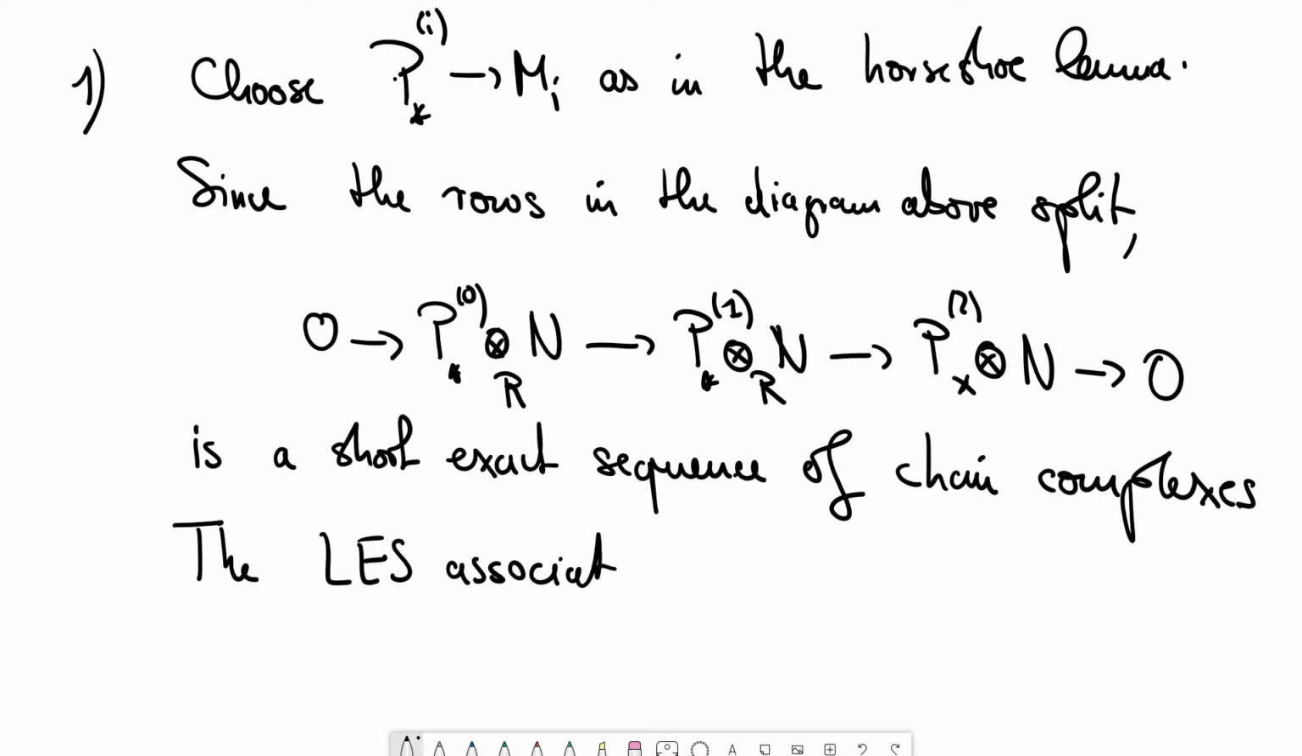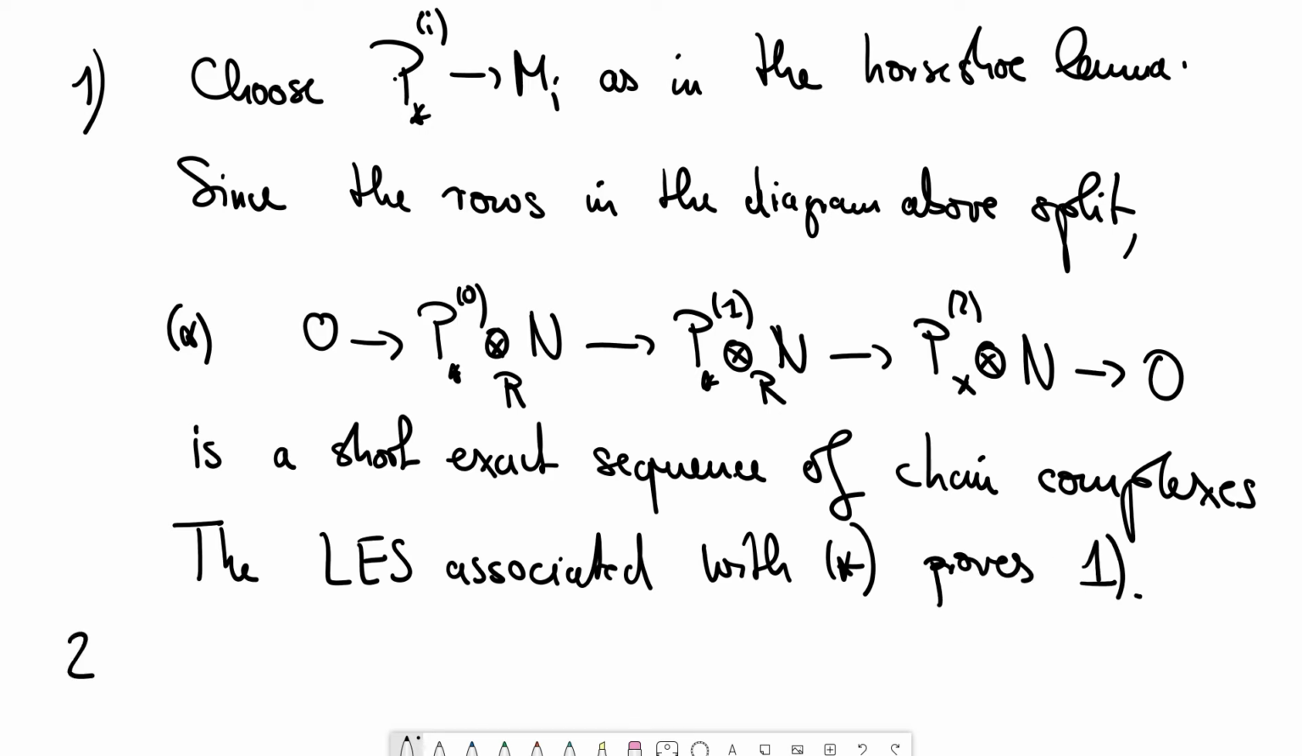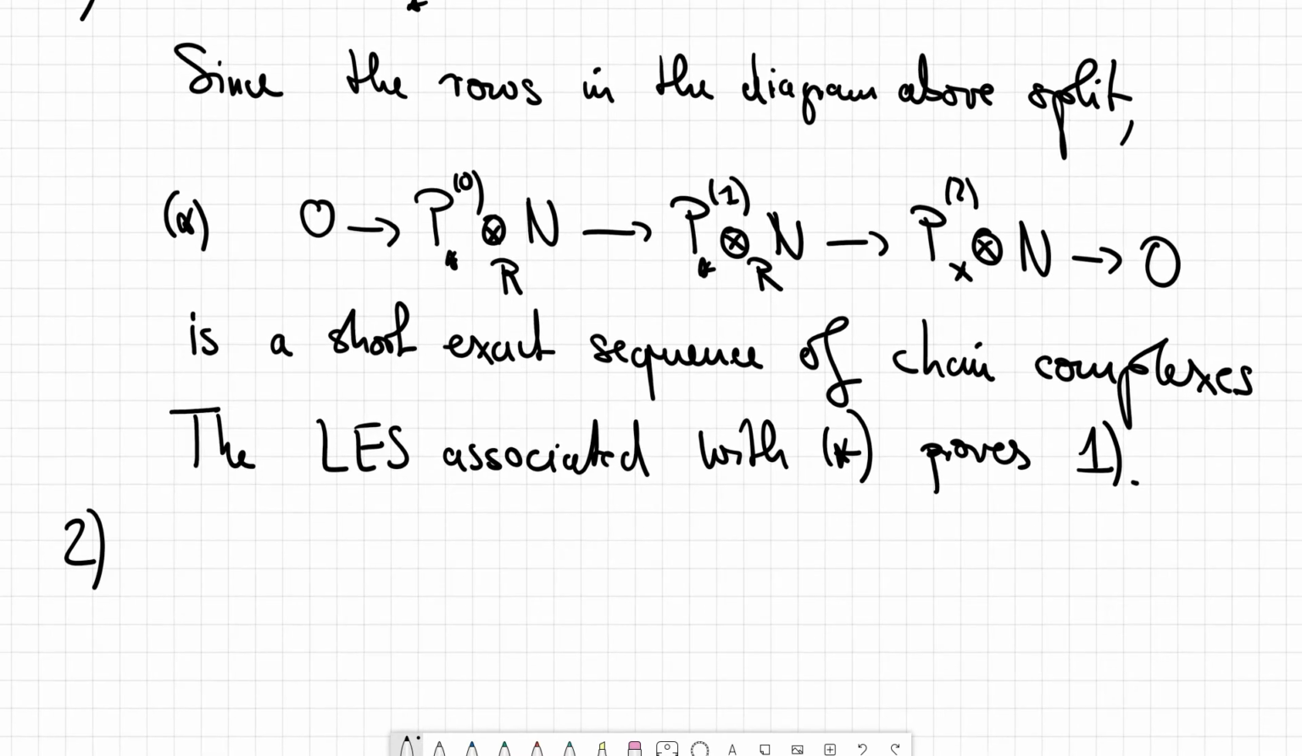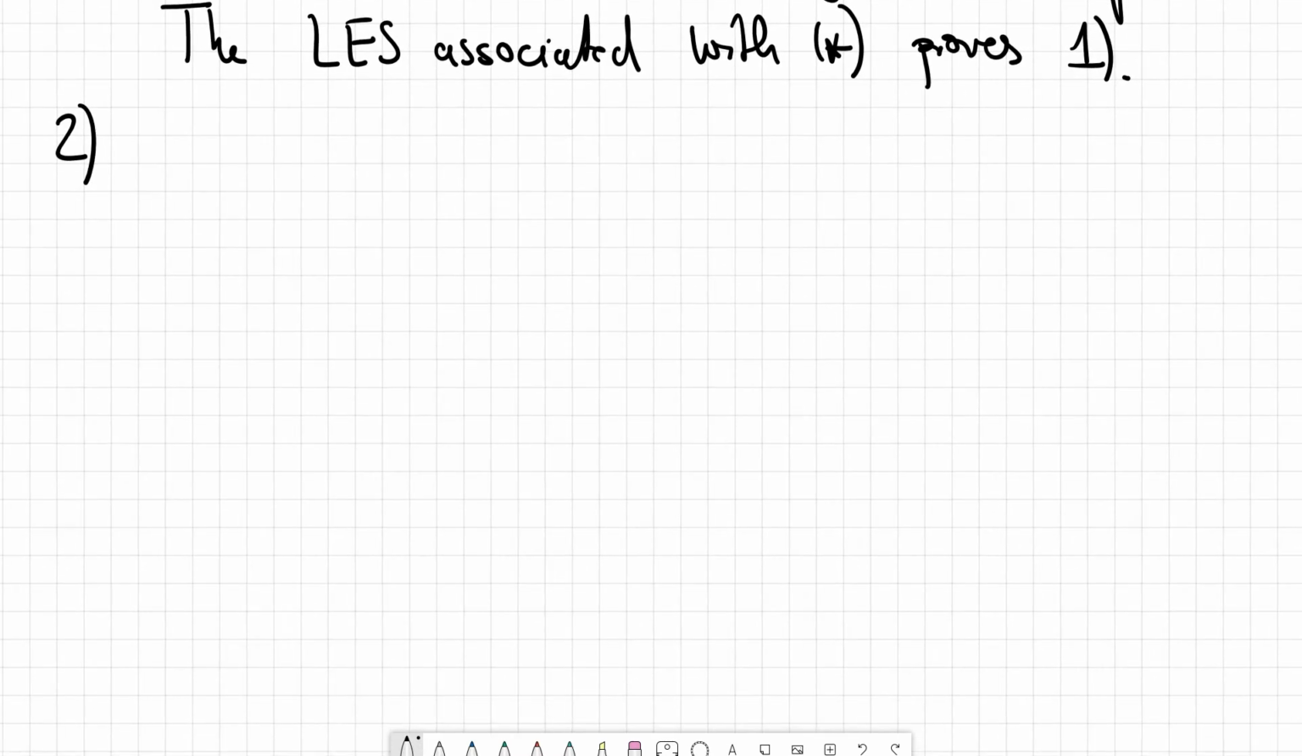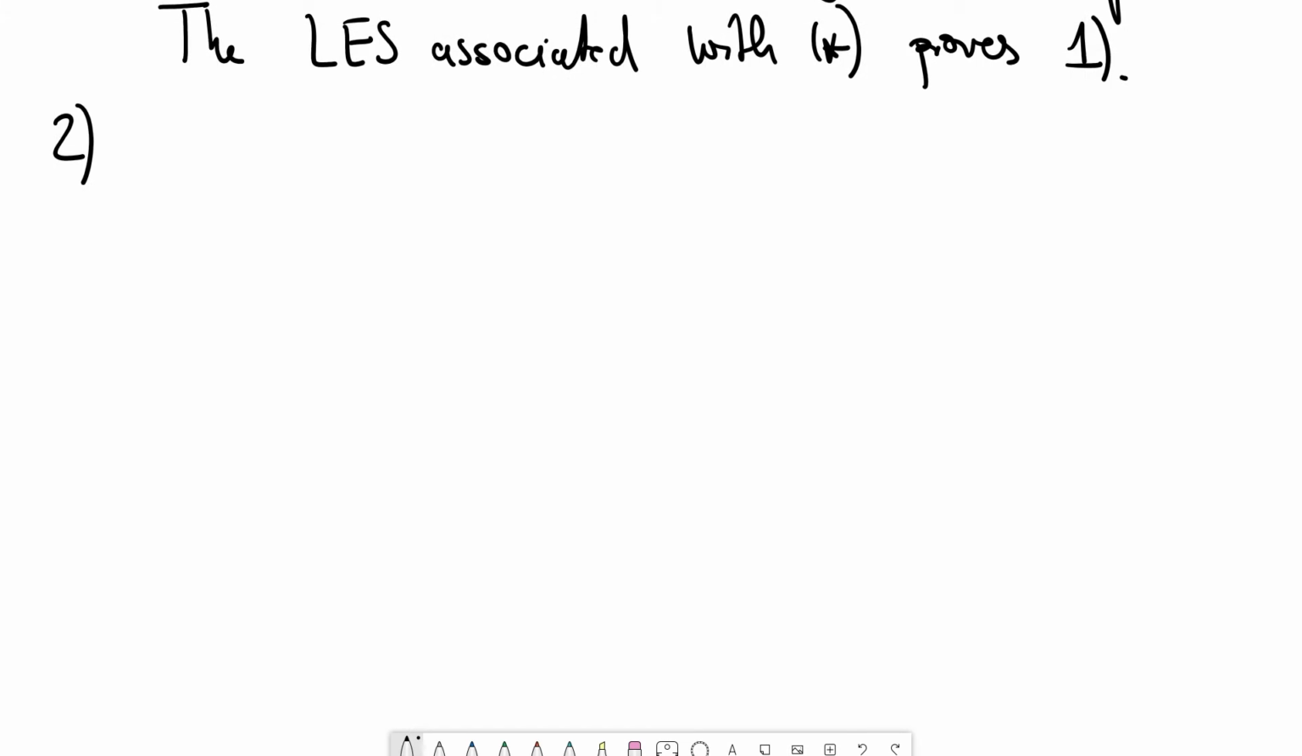For the long exact sequence associated with this short exact sequence. That proves the first statement. What about the second statement? This was about having a short exact sequence in the second variable. And that should be even easier.